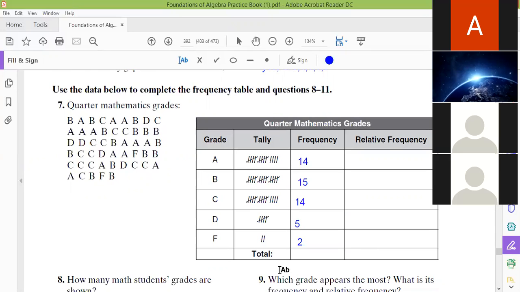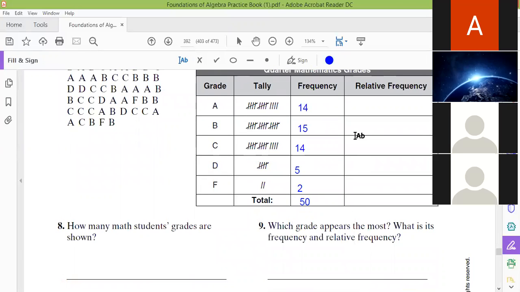Total, count them and tell me. The answer will be 50. 50, very good. It's 50. Now find relative frequency. 14 over 50 times 100. Yes, 14 over 50 times 100. 28. Very good.